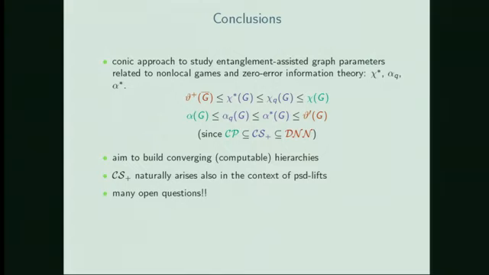So the aim is maybe the initial question about this parameter is really, what can we say about computational complexity? What can we say about better bounds? Because we saw the difference between quantum chromatic number and chromatic number can be exponentially bigger, and it's also actually not known whether any of these inequalities is strict. So that would be an interesting question. So the aim is to look at this conic approach to build converging hierarchies, and hopefully even computable.